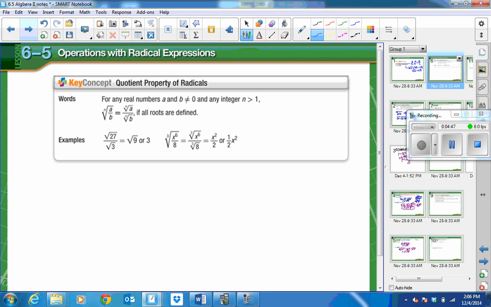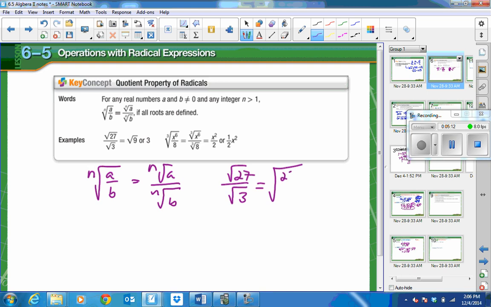Quotient properties of radicals is very similar to the product property of radicals. If we have the nth root of a over b, we can rewrite that as the nth root of a over the nth root of b. Likewise, if we see something like the square root of 27 divided by the square root of 3, we can rewrite that with the radical around the whole thing. So the square root of 27 divided by 3, that's the square root of 9, which is 3.